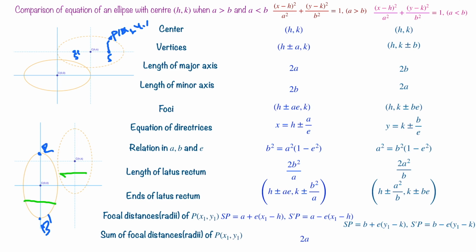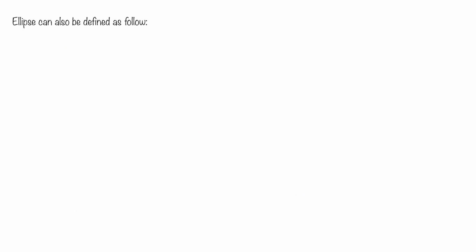Again, the sum of the focal distances here is going to be 2b. Okay, we have seen a special property of an ellipse, that is, the sum of the focal distances of any point on the ellipse is always constant. In fact, we can define an ellipse using this property.